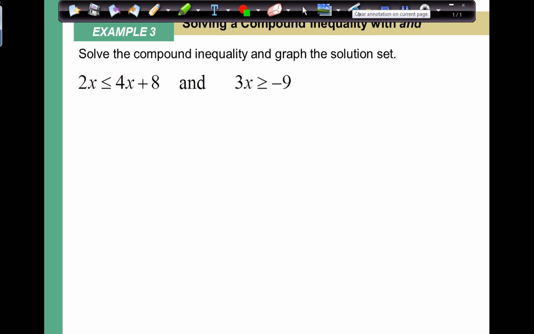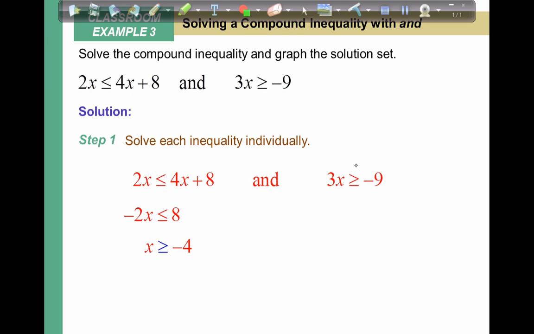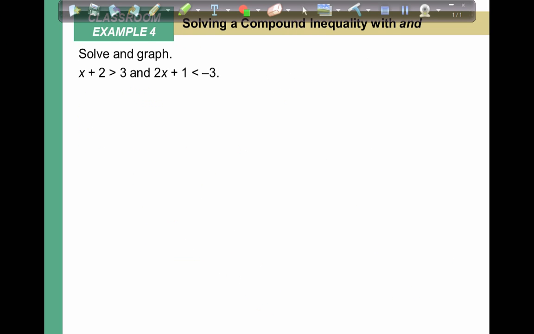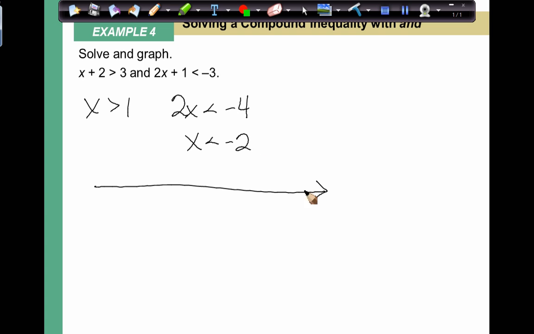Okay. Go ahead and clear that. And okay, go on to the next one. Okay, so let's solve for this one. Same situation. So we want to solve both sides. We'll go ahead and subtract 2 from both sides. x is greater than 1. And in this case, we have 2x is less than negative 4. Divide both sides by 2. x is less than negative 2. Okay. We'll graph each one separately, just like we did. And we'll do it parallel so we can see where they overlap. This is 0, and then 1, negative 2.